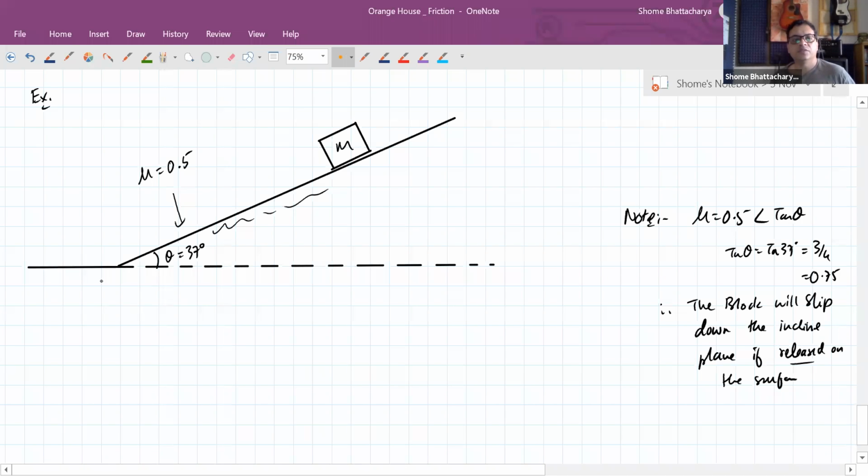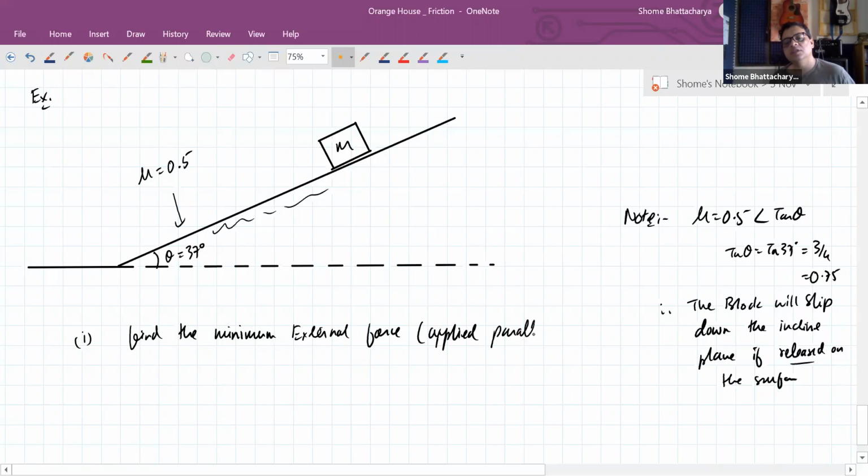But the question here is different. Now what we want to do is, in the first part, find the minimum external force applied parallel to the inclined plane.